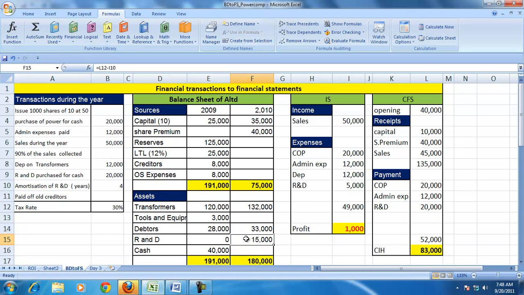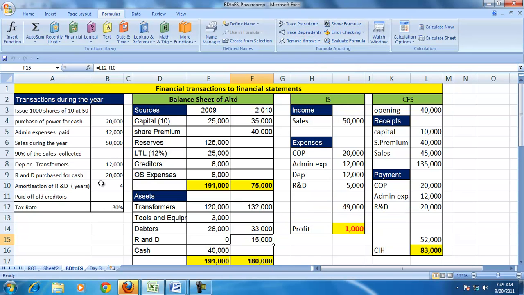So you can see that. So R&D, money paid acquired is 20,000, expense is 5,000, and asset is 15,000. Asset is unexpired benefit and expense is expired benefit.